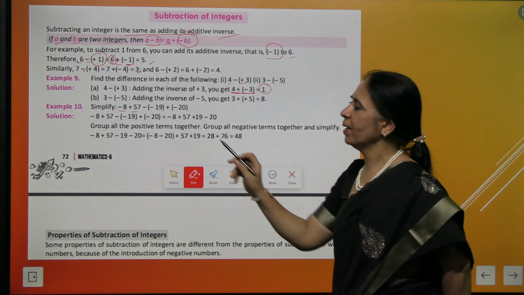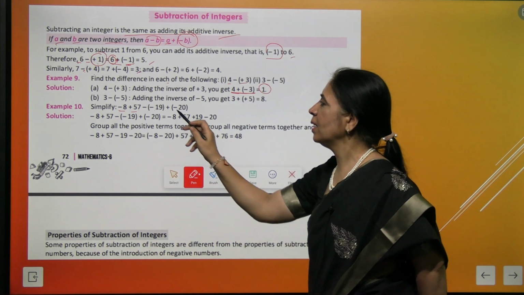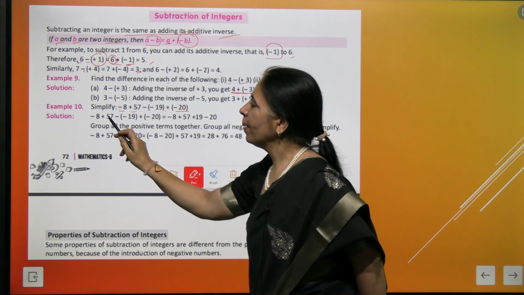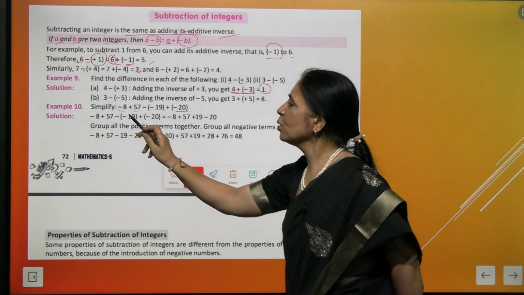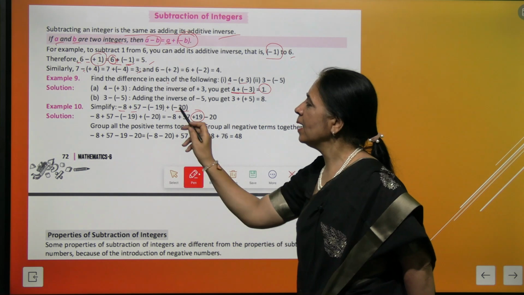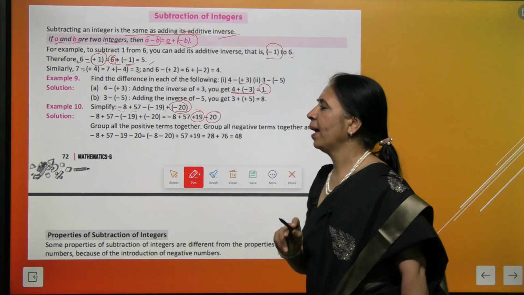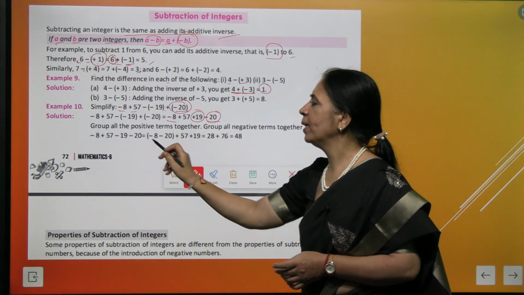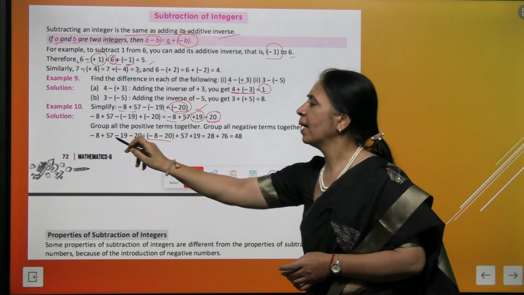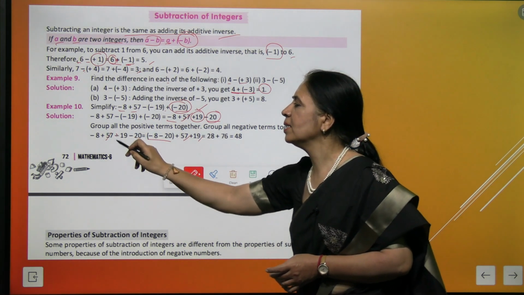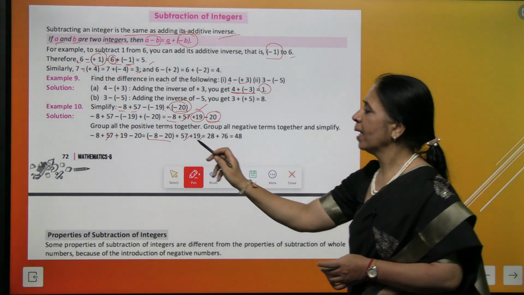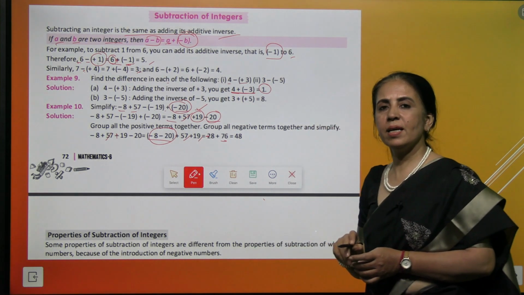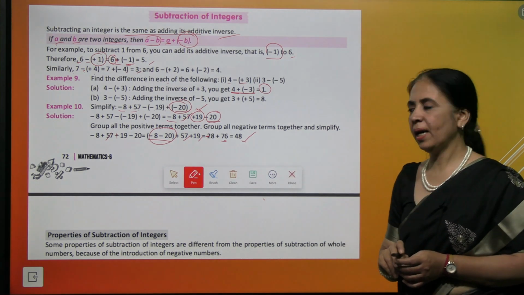-8 plus 57 and minus of -19 plus minus of 20. So what will happen? कि -8 as it is रहेगा, plus 57 as it is रहेगा और माइनस ऑफ -19 बन जाएगा +19. ऐसे ही ये -20 यहाँ पर आया. अब हमने क्या करना है, सारे नेगेटिव नंबर्स को एक साथ लेंगे तो -8 और -20 एक साथ आ गए और पॉजिटिव नंबर्स दैट इज 57 और +19 एक साथ आ गए तो हमें आंसर मिल गया. दिस इज -28 and this is +76 and your answer becomes 48, right?